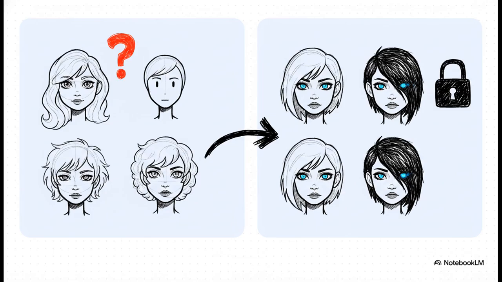And this just shows you the night and day difference. If you just type in young female character, well, you're going to get a random person every single time. It's a roll of the dice. But if you create a specific lock, like an angular geometric face plus asymmetrical white hair plus a bionic eye with a blue glow, now you've created a pattern so unique, the AI basically has no other option but to give you your character consistently.